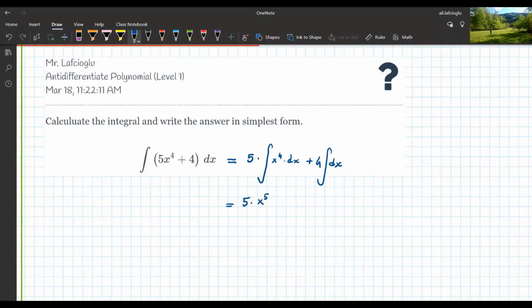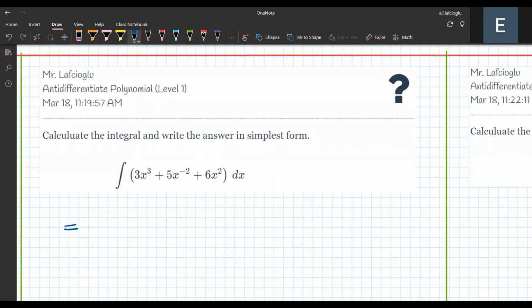X to power 5 over 5. You know that. No need to write 4 plus 1 over 4 plus 1. No need to write plus c here. If you write plus c, let's say c1, there will be another c2. You will add them, you will write c. So no need to write for each one c1, c2, c3. At the end, we will just write one c.